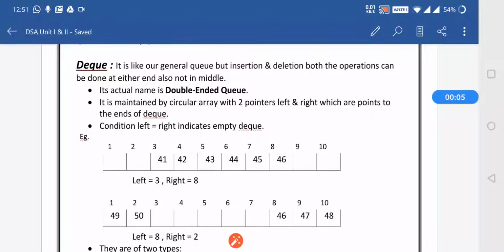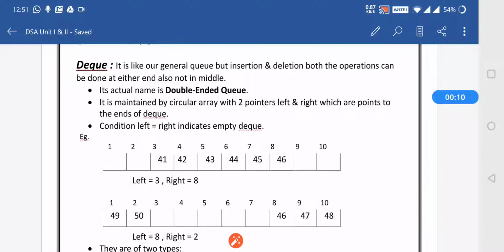So, dear students, in our last section, we have seen the multiple queue as well as circular queue. In this section, we will see DQ. So, what is DQ? DQ is nothing but double-ended queue, and that's why its name occurs as DQ. DQ is our normal queue where insertion and deletion can be done.